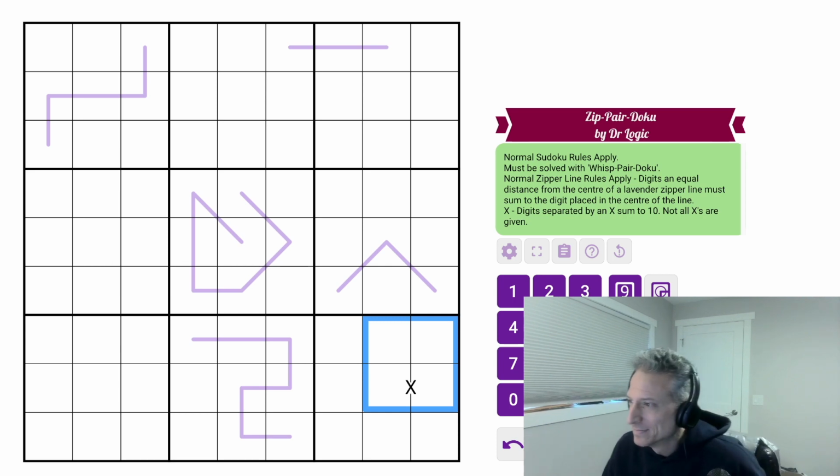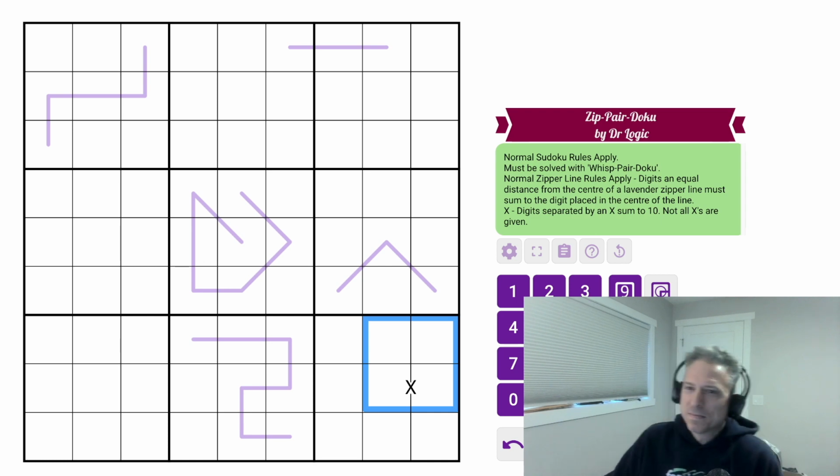We have another Pairdoku to bring to you today. Mine is called Pairdoku by Dr. Sudoku, and mine is called Zip Pairdoku by Dr. Logic. Both of us have normal Sudoku rules apply, right? Correct. And then zip pair, are those zipper lines? Correct. So you got some zipper lines, and I got some German whisper lines, so we can go over those rules. You want to explain your zipper rules?